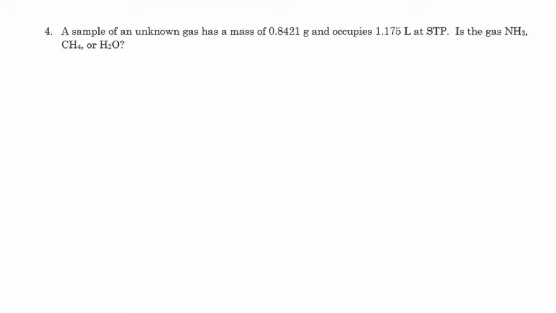Fourth problem, a sample of an unknown gas has a mass of 0.8421 grams and occupies 1.175 liters at STP. We want to know if it's NH3, CH4, or H2O. Really, the only way that we can figure out what it is is to figure out what the molar mass of this unknown is. Now, to get to a molar mass, and this is where understanding units is really going to help you, the unit for molar mass is grams per mole.